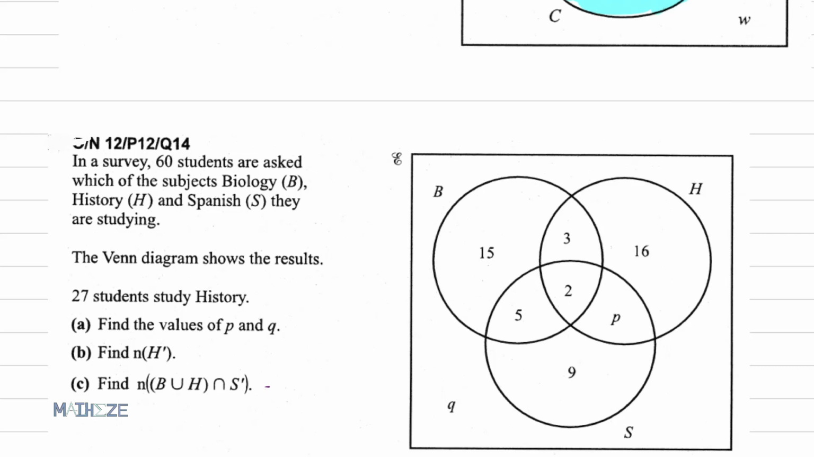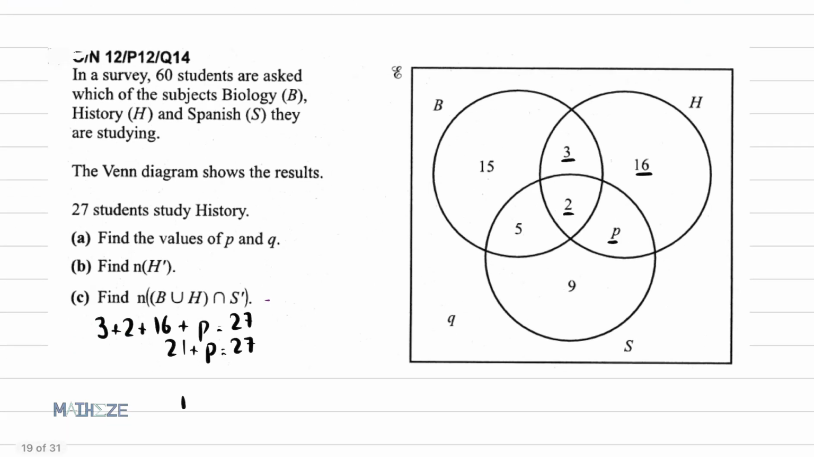It says in a survey, 60 students are asked which of the subjects biology, history, and Spanish they are studying. Venn diagram shows the result. 27 students study history. So history should add up to how much? 27. Let's add 3 plus 2 plus 16 plus p is equal to 27. Got this? So 3 plus 2 is 5. 5 plus 16 is what? 21. So 21 plus p is equal to what, guys? 27. So my value of p will be 27 minus 21. That's what? 6. Got this?